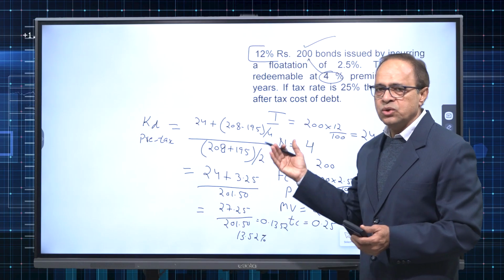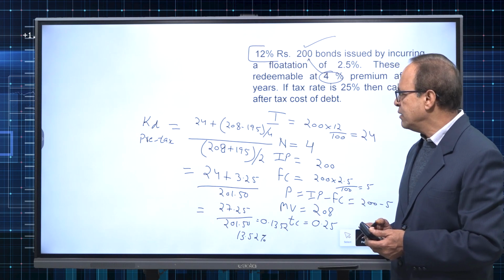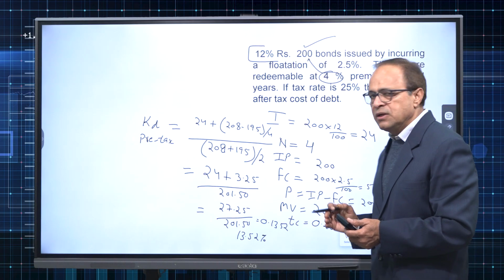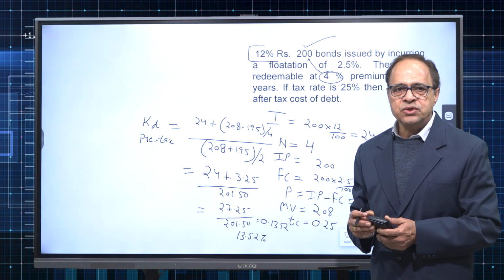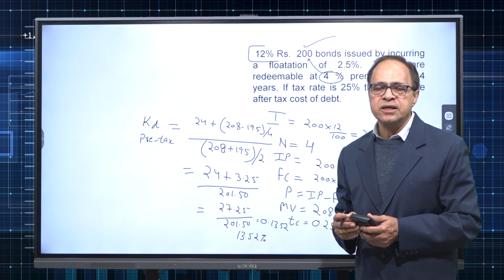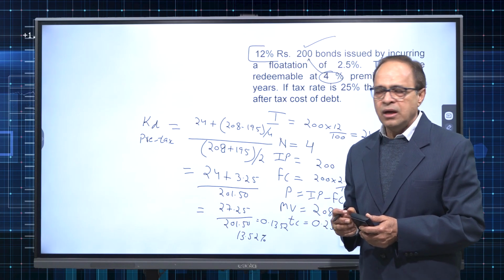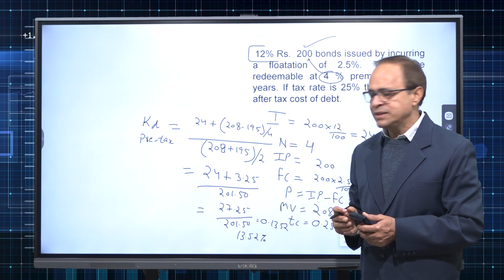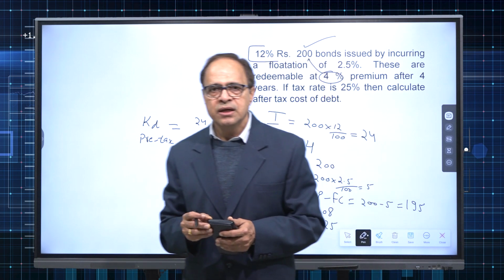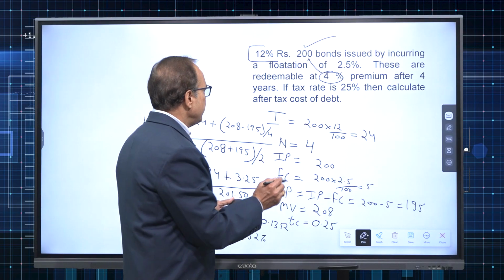You can convert that into after tax cost. So you can see very well all the parameters are there in front of you, and we have calculated pre-tax cost of debt. It means without considering tax benefits associated with the bonds, because interest paid on the bonds or debenture is a tax deductible expense. So without considering those tax shield or tax benefit, how much is the cost to the company for using these debentures? 13.52%.